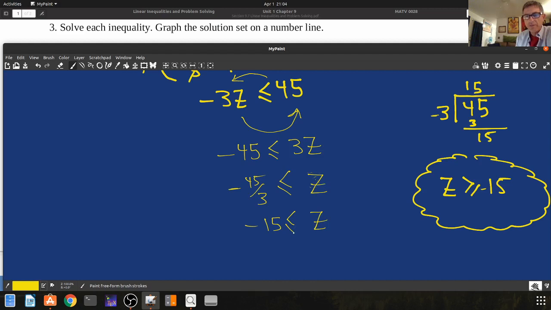So z is greater than or equal to minus 15. So we got the same exact answer. Let's go ahead and graph that on our number line.